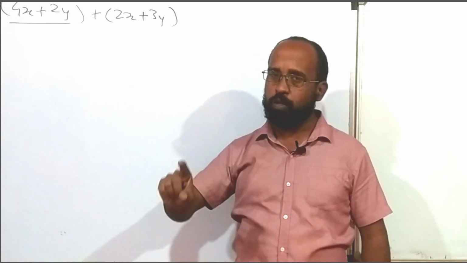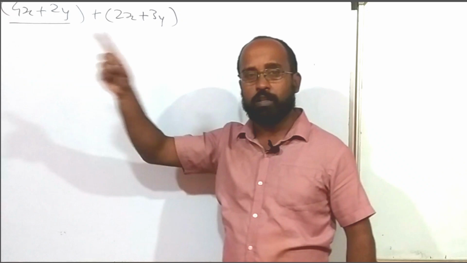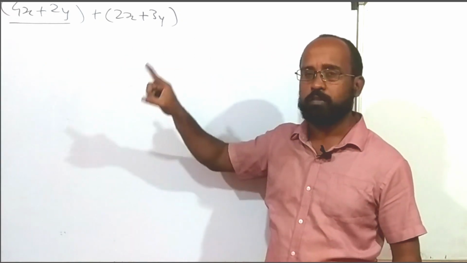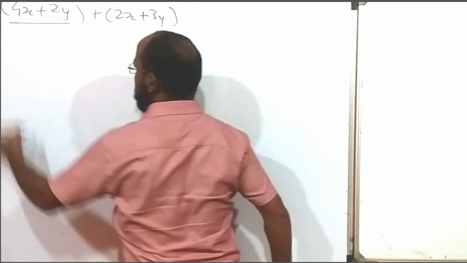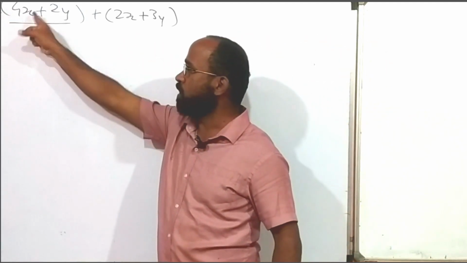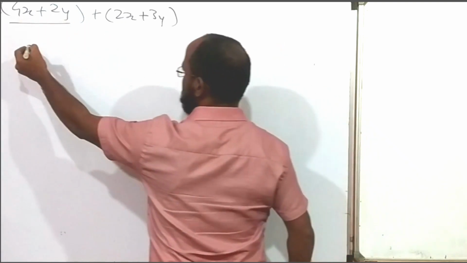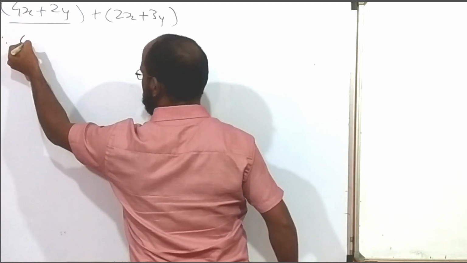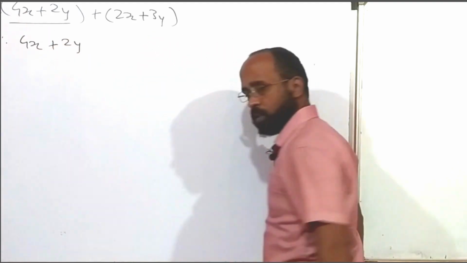Clear? And how to remove the bracket? If the symbol outside the bracket is positive, then don't change the symbol of the terms inside the bracket. So look at the symbol outside the bracket. Here there is no symbol, which means the symbol is positive. So don't change the symbol of the terms inside the bracket, and write them as they are. Therefore, it will be positive 4x as it is, plus positive 2y, right?